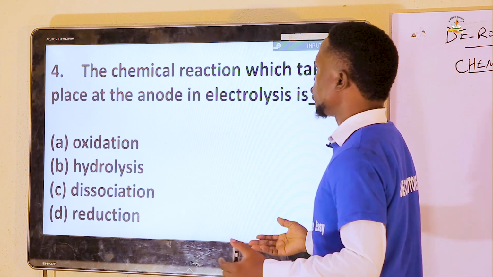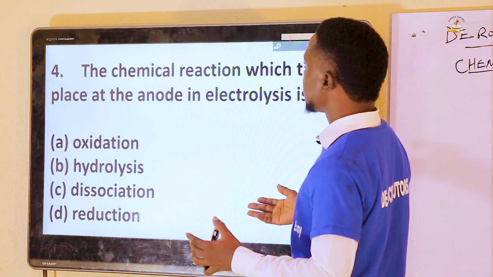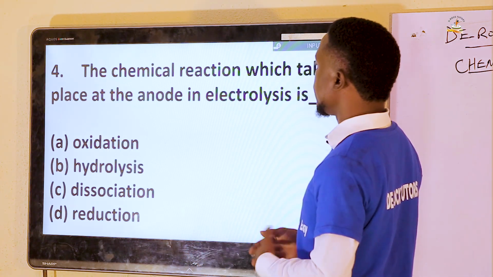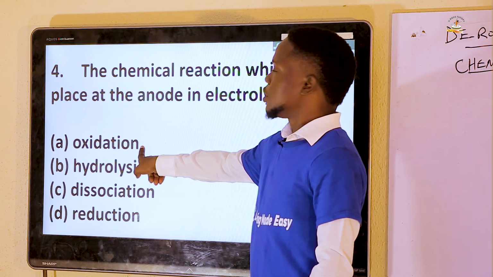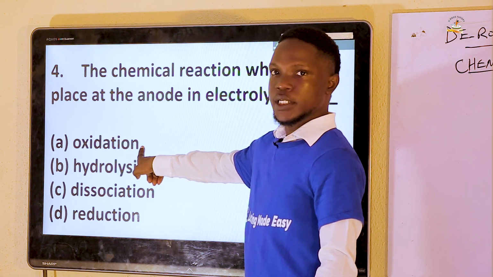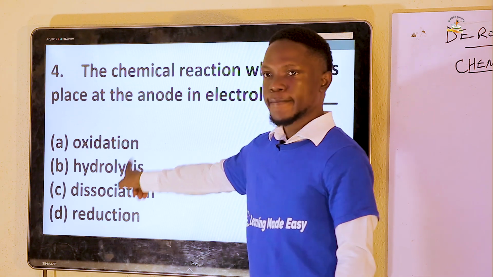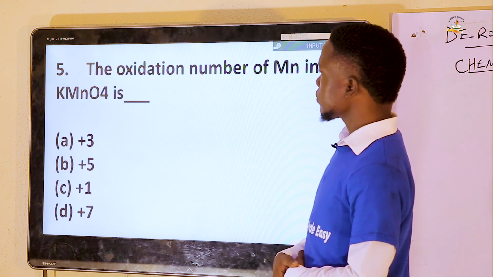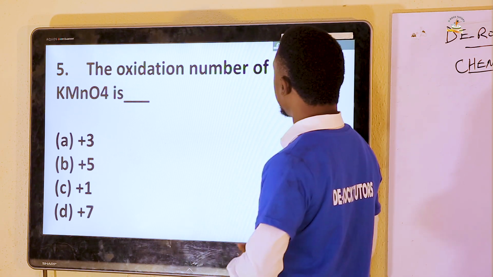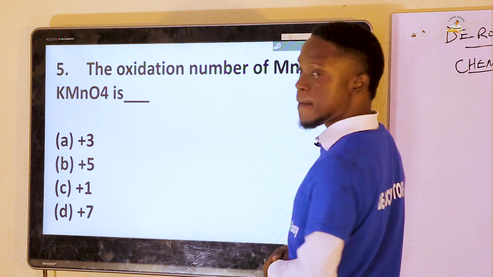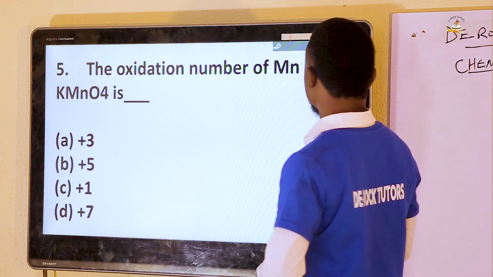The chemical reaction which takes place at the anode in electrolysis is oxidation. The reaction that takes place at the anode is oxidation. That's option A. Next. The oxidation number of manganese in KMnO4 is dash.